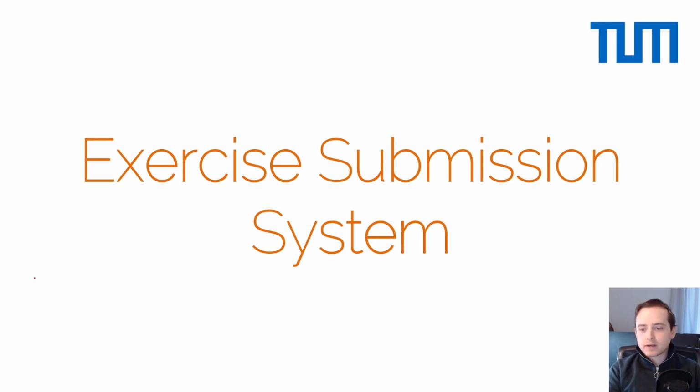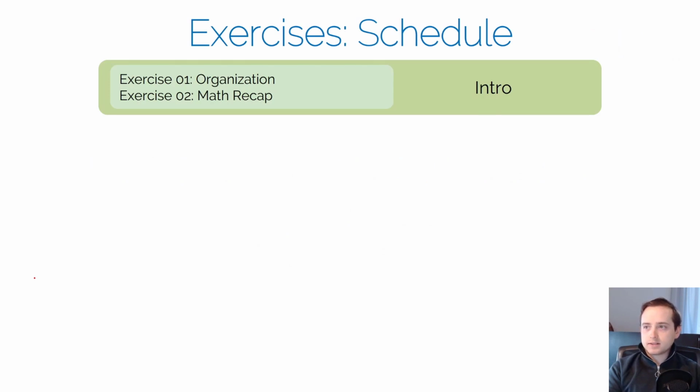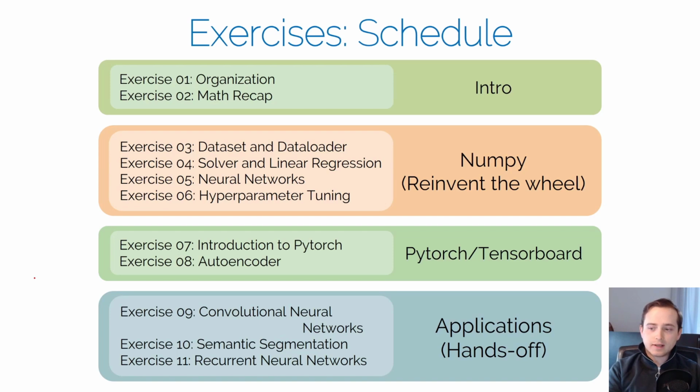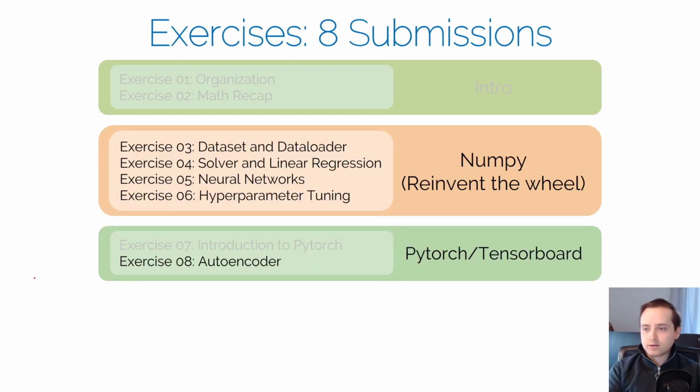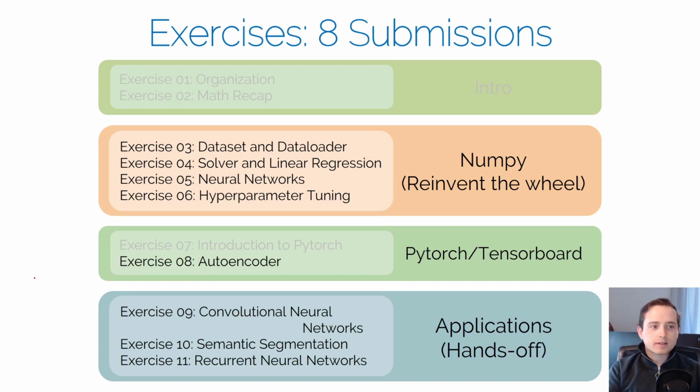Today we will be talking in more detail about the exercises, their submission, and how you can get feedback about the models that you submit. Just a short recap of what we talked about last week. This is the exercise schedule. As we said, we have in total 11 exercises, of which only 8 are submittable. These are the 8 exercises you will be submitting online to our system, and if you pass 7 out of these 8, you will be eligible for the bonus.